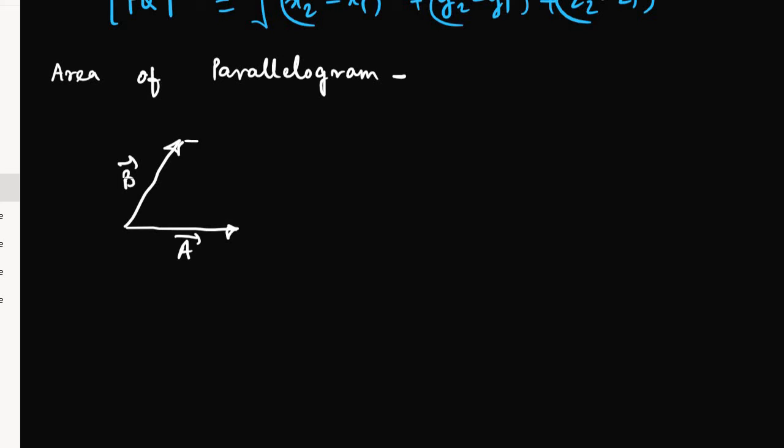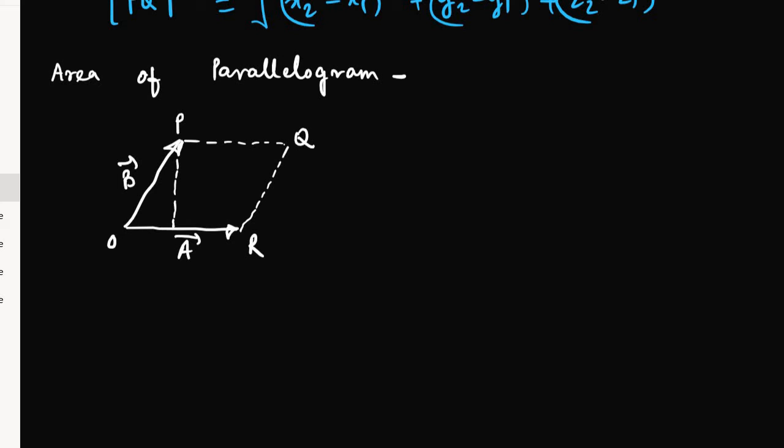So what I will simply do is draw another line, parallel to A, on the head of B. Then I will again draw another line, parallel to B, which will join on the opposite side, and name it O, P, Q, R. So if it is the parallelogram, then I will drop down a perpendicular, which will act as the height of the parallelogram.